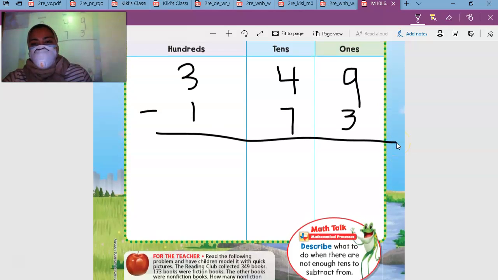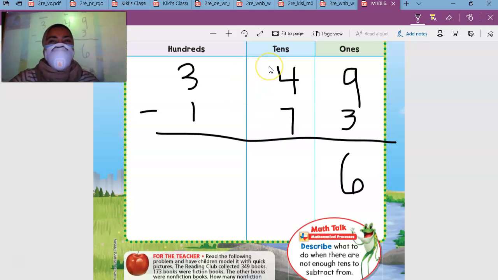What place value do I subtract first? The ones place. What's 9 take away 3? 6. Very good. What's 4 take away 7? You can't do that. If the top number is smaller than the bottom number, you have to regroup. Let's say that again together. If the top number is smaller than the bottom number, you have to regroup.